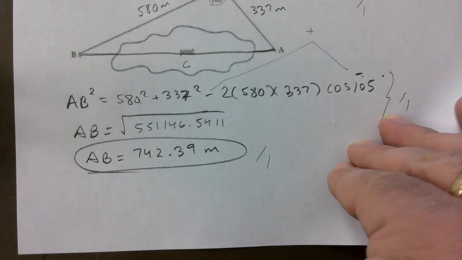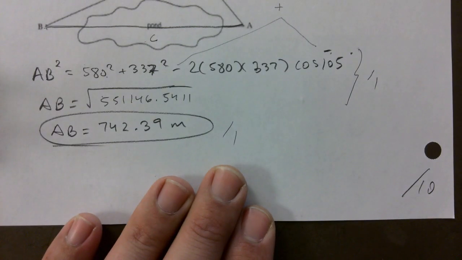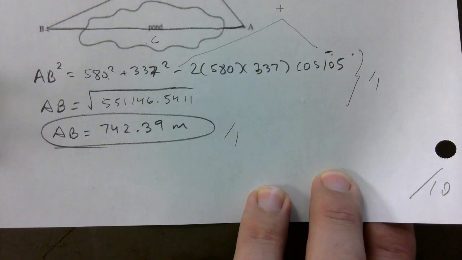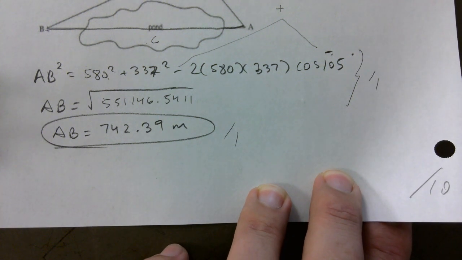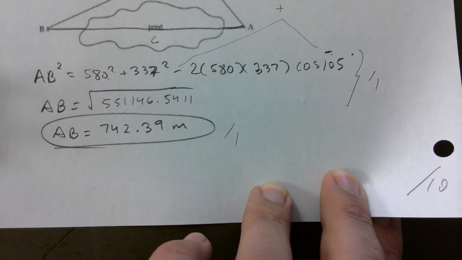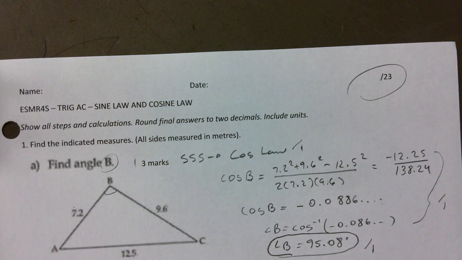Okay, total out of 23. This page is 10 on its own. This is the back page, so 13 and 10, that's 23. So add it up. Make sure your name is on there. Get your booklets out.